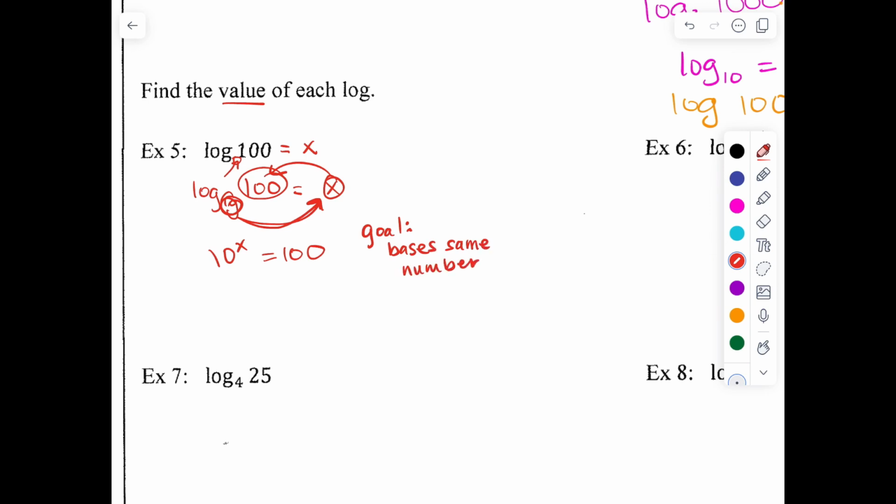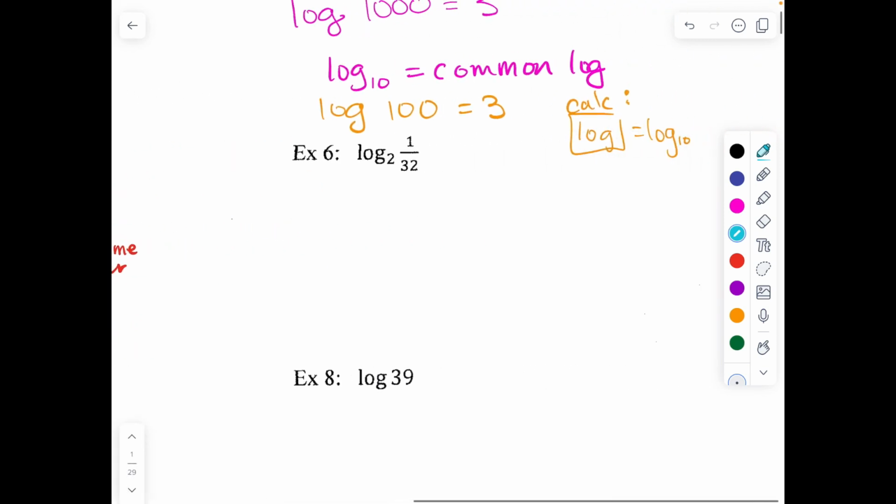So how can I make it so that the base 10 and the 100 have the same base? Well, I can rewrite 100 as 10 squared. So 10 to the x equals 10 squared. Once I have those same bases, I know that x has to be equal to 2 in order for this to be true. Let's look at number 6.